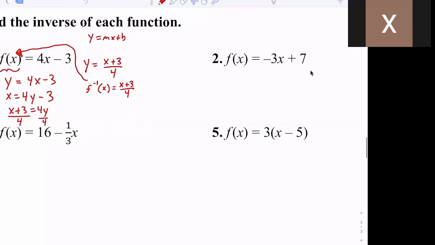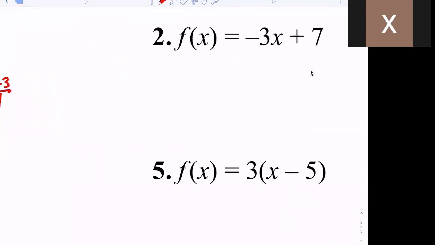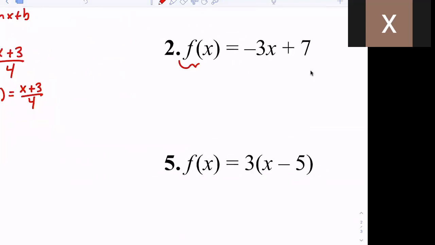That's the answer. All right, here we go on number 2. Where f of x, I'm just going to replace f of x with y. So I want everybody to write y equals -3x plus 7. And then what do I want you to do? Switch: x equals -3y plus 7. Everybody good with this? Now we're solving for y.